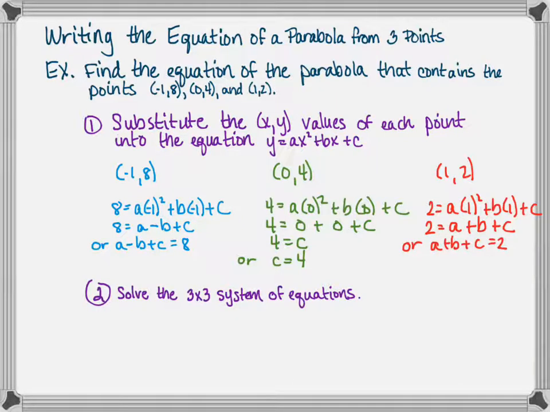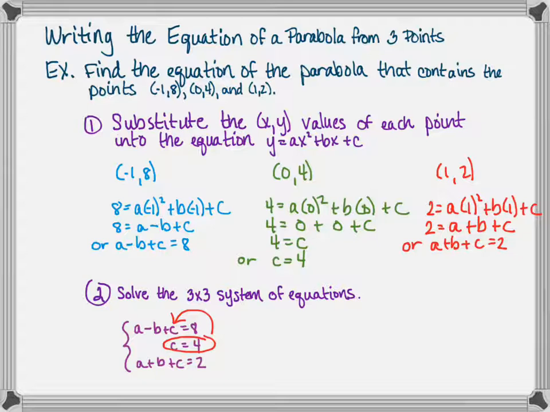Okay, so our second step is to solve the 3 by 3 system of equations that we now have. So we have this system: a minus b plus c equals 8, c equals 4, a plus b plus c equals 2. So this is a system of 3 equations with 3 variables. Since we do know what one of the variables is, we know that c equals 4, we can substitute 4 in for c in the other equations.